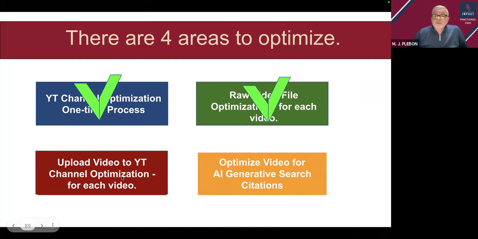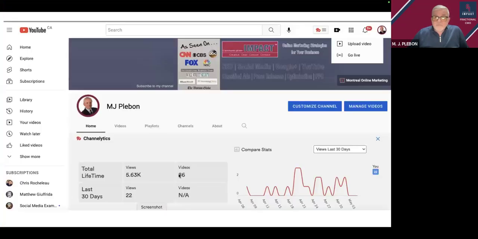Now we're going to upload the video to the YouTube channel. So I'm going to cover this as well. All right. So now we've got a video sitting on our hard drive. We've optimized that raw video file, changed the name at the very least, but added some other information. Great. Wonderful. What are we going to do now?